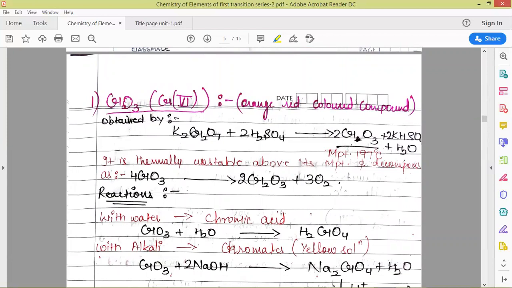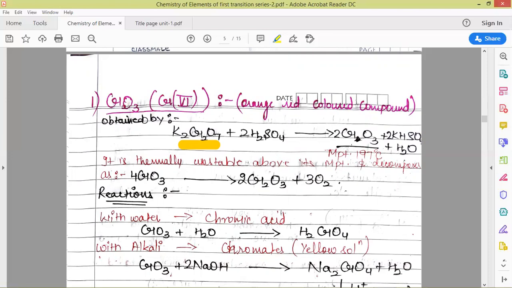Here in CrO3, chromium is in +6 oxidation state. This is an orange-red colored compound. This is a very strong oxidizing agent. It can be obtained by the reaction of potassium dichromate. This is a very important compound again of chromium, where chromium is in its +6 oxidation state.